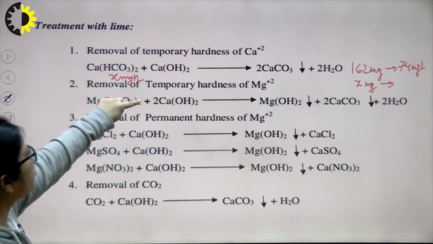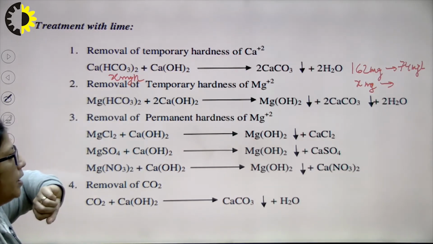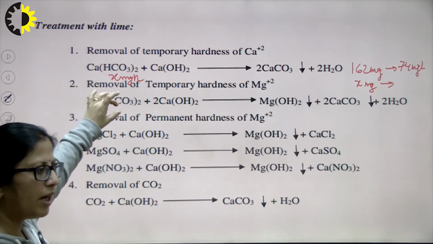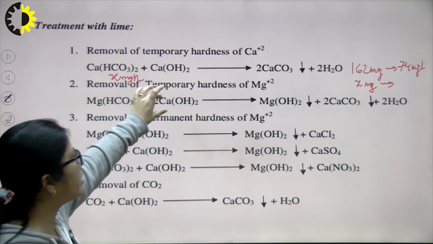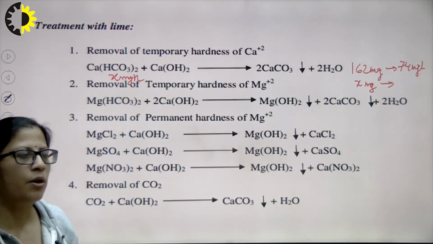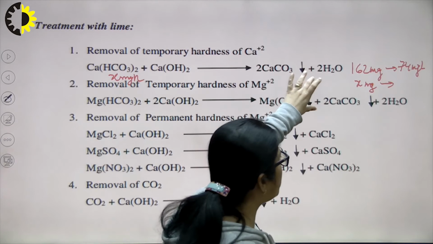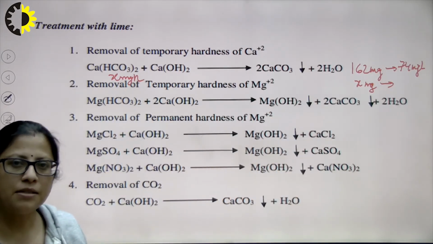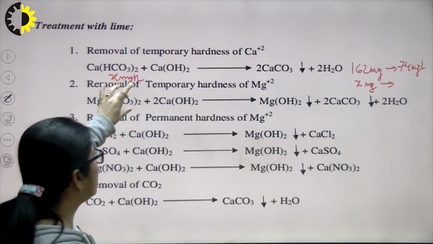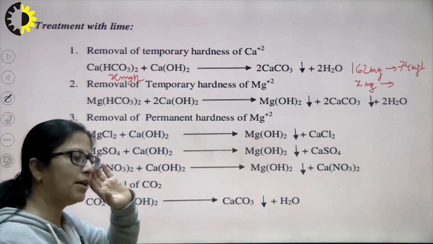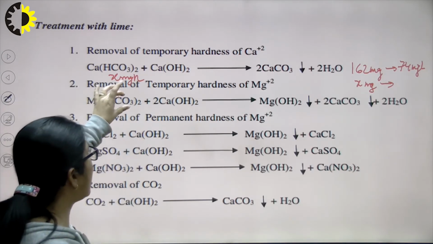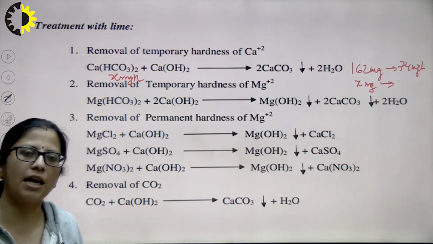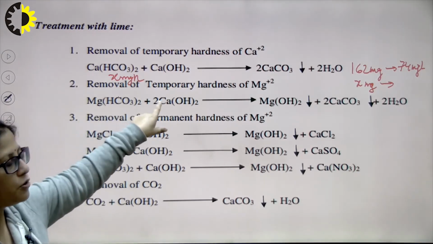Similarly, removal of temporary hardness of magnesium ions. One mole of magnesium bicarbonate, for its neutralization, requires 2 moles of lime to form magnesium hydroxide precipitate and calcium carbonate precipitate plus water. That means if the molecular weight of magnesium bicarbonate is, suppose, 136, then 136 grams require 2 into 74 grams of calcium hydroxide, because 1 mole is requiring 2 moles.